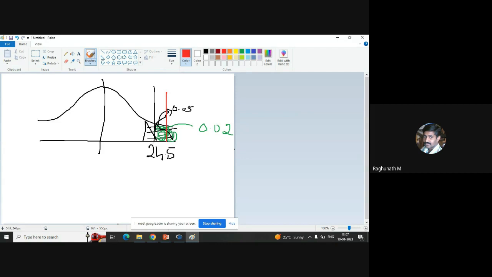So definitely, after 24.5, the region will be 0.02. Then definitely this will come more than this 24.5. Hence, at 1% we do not reject, but we are rejecting it at 5% because this 24.5 will fall here in the rejection region at the 5% level of significance. Whereas for 1% we are accepting. That means this entire remaining region is called the acceptance region.